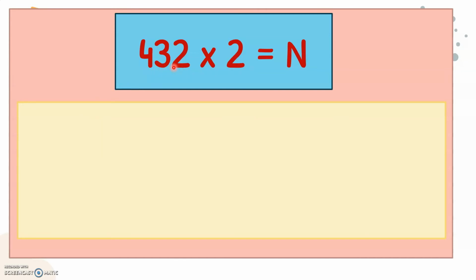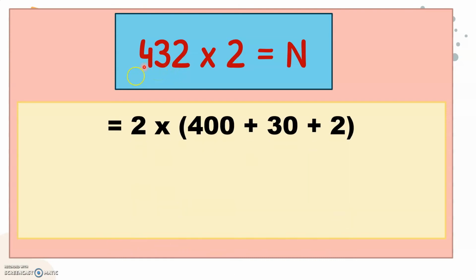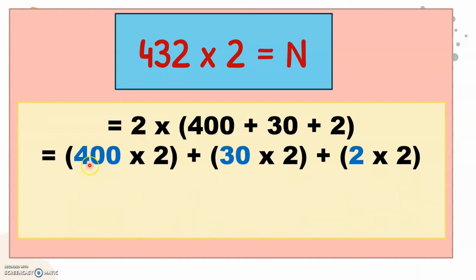the sum of the value of its digits. So, 432 can be written as 400 plus 30 plus 2. Then, we'll multiply this to our 1-digit factor. So, we'll have 400 times 2 plus 30 times 2 plus 2 times 2. So 400 times 2 is equal to 800, plus 30 times 2 is equal to 60, plus 2 times 2 is equal to 4.